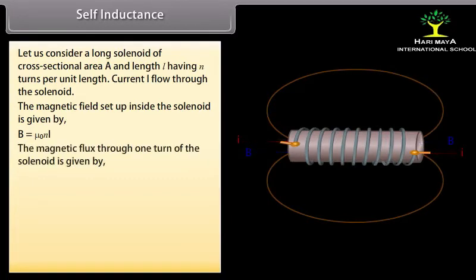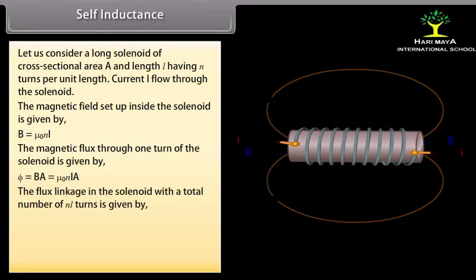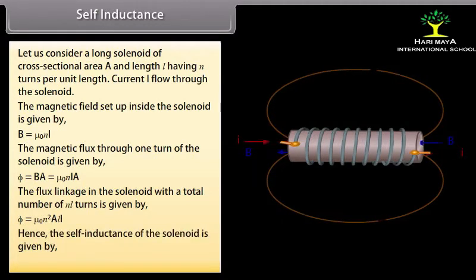The magnetic flux through one turn of the solenoid is given by the product of mu naught N, I and A. The flux linkage in the solenoid with the total number of NL turns is given by mu naught N square ALI. Hence, the self-inductance of the solenoid is given by mu naught N square AL.